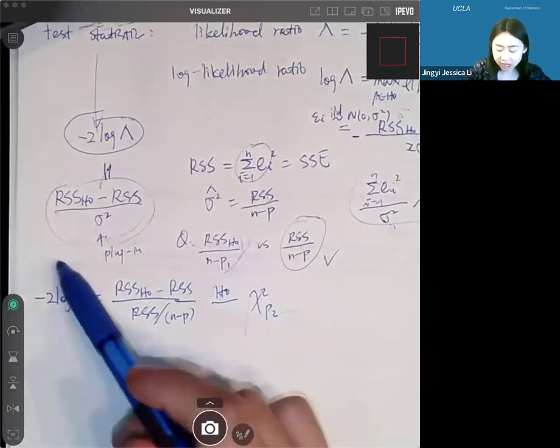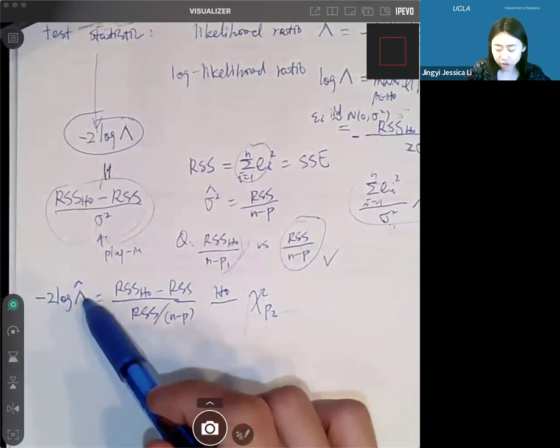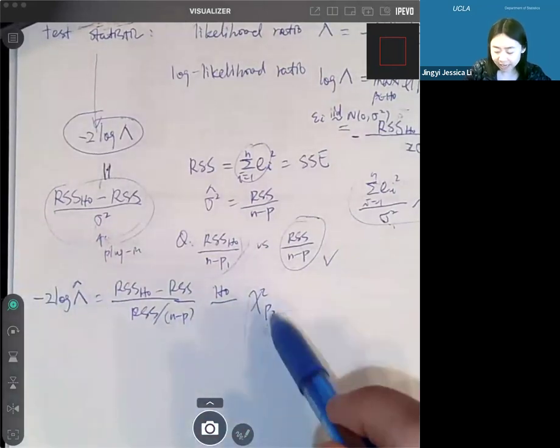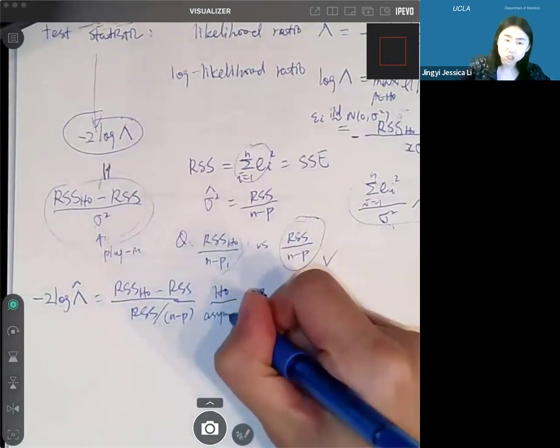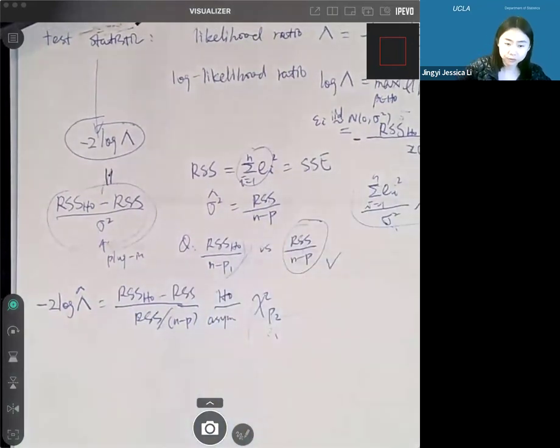So I think this is something nice about the likelihood ratio test, because the result is very easy to remember. You just have the negative log likelihood ratio, and then the asymptotic distribution is just chi-square whose degrees of freedom is the difference in degrees of freedom. So it's very easy to memorize.